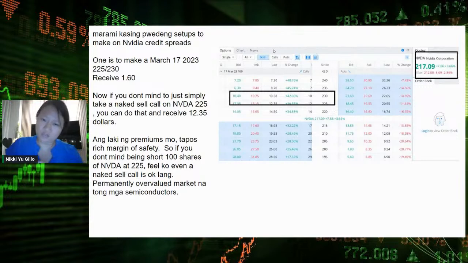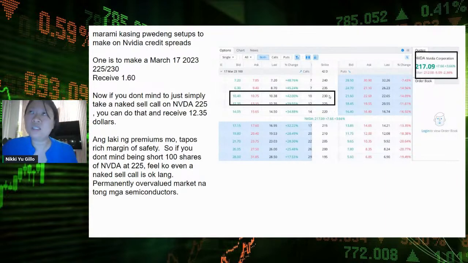So for Nvidia, you can actually choose to make a high strike sell call. So 225, 230, you get $12.35 here, then pay 10.75. You're getting roughly about $2 here or $160. For a March 17 Nvidia sell credit spread, that's also a good strike to make. Ang laki ng premiums, tapos ang lakas ng rich margin of safety.